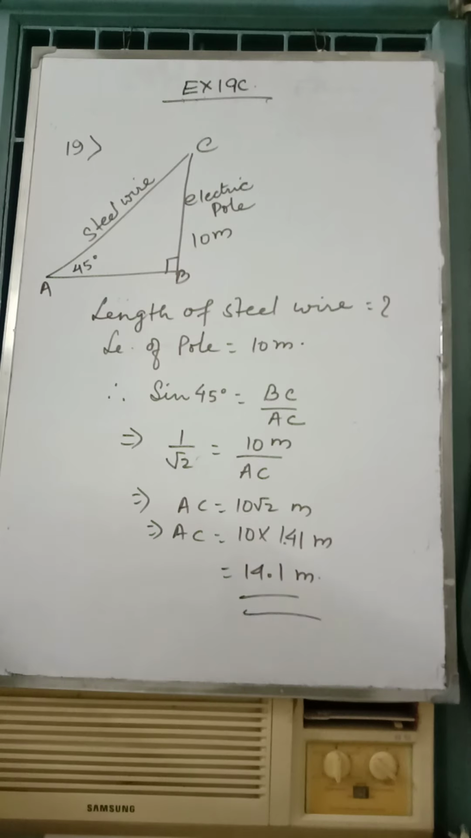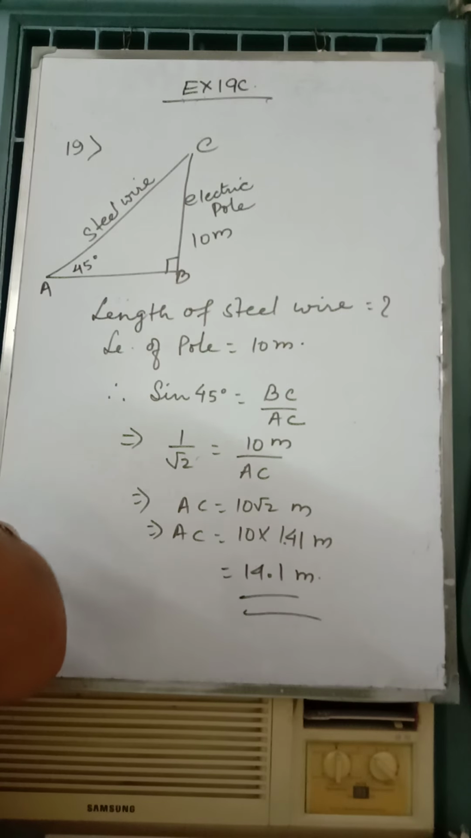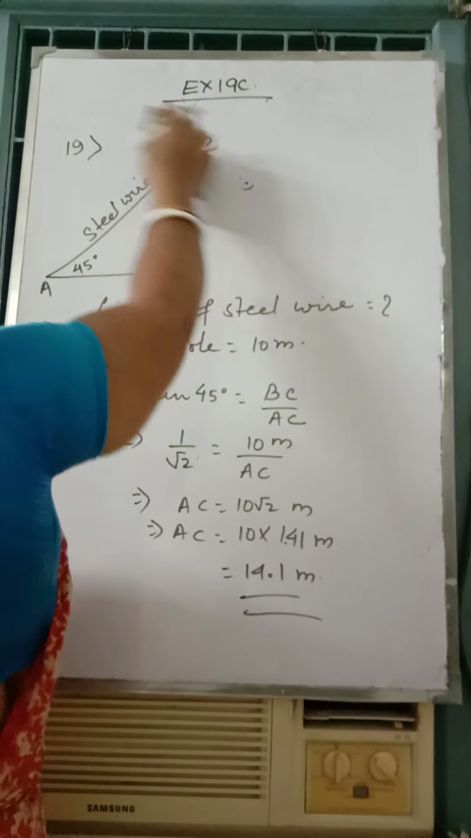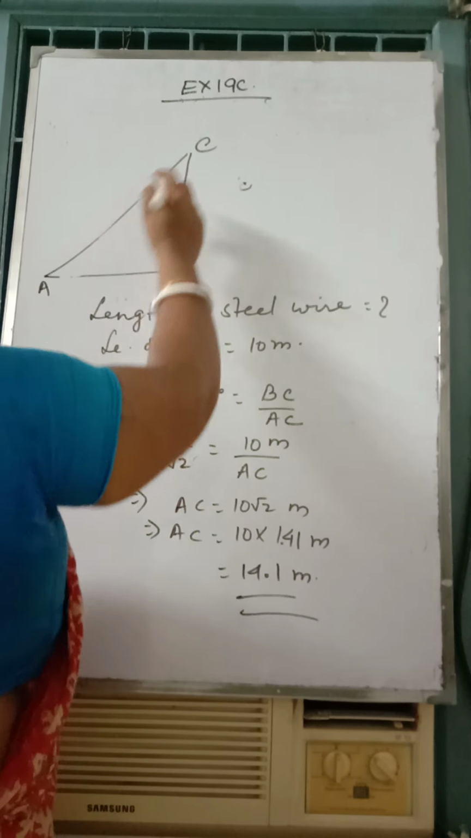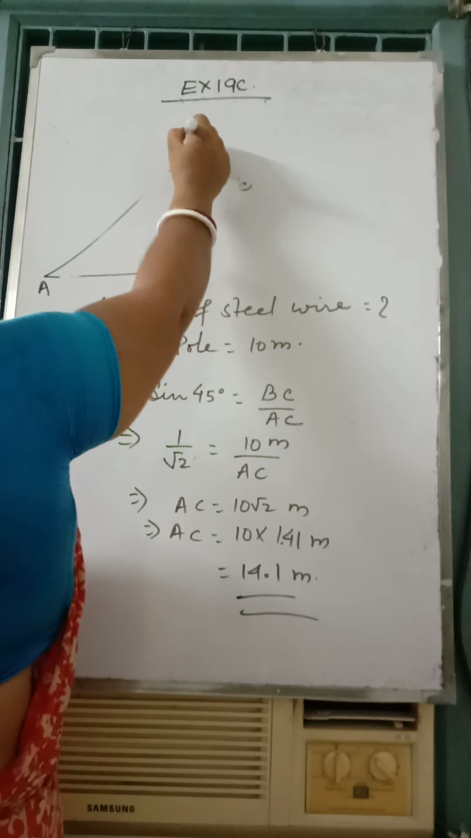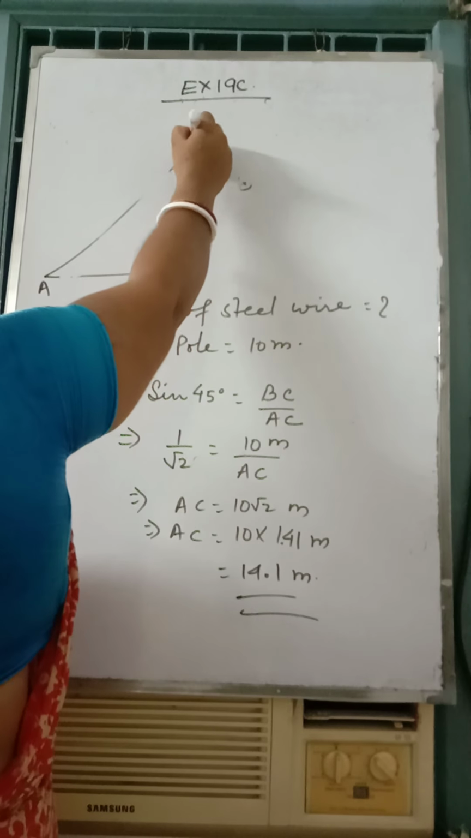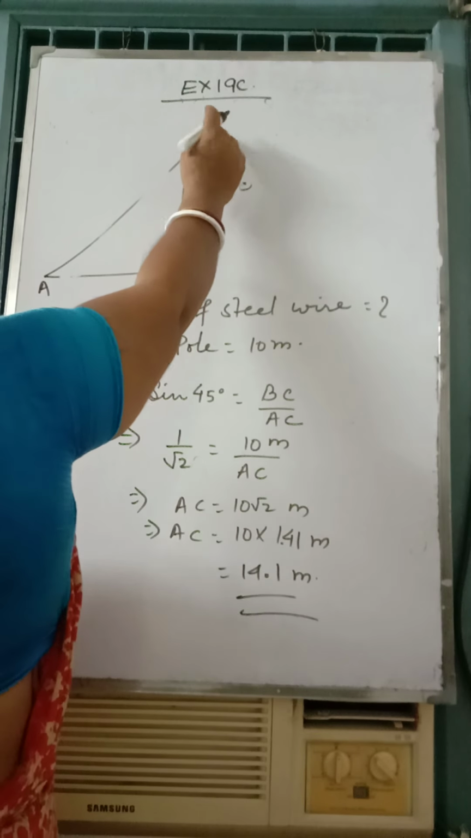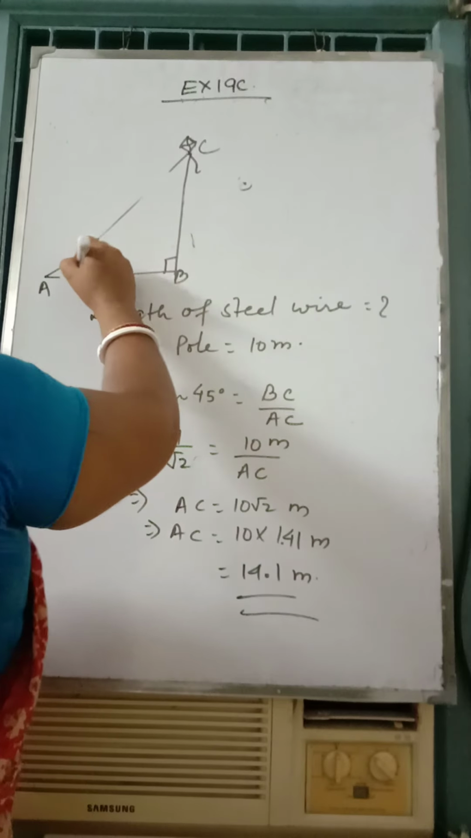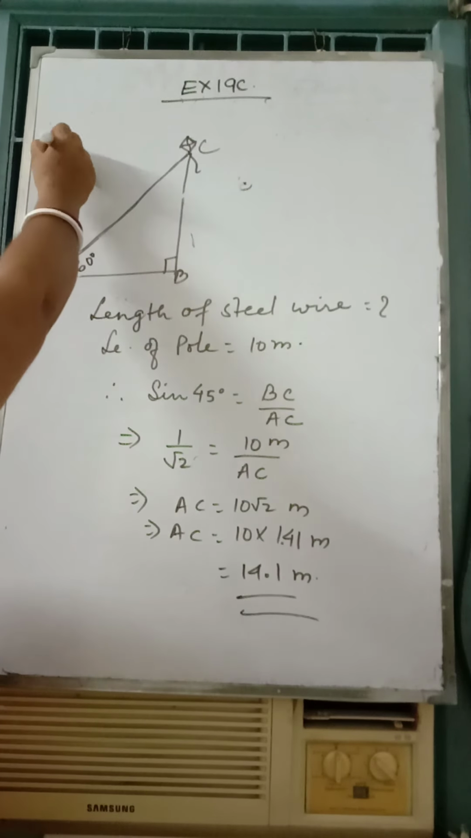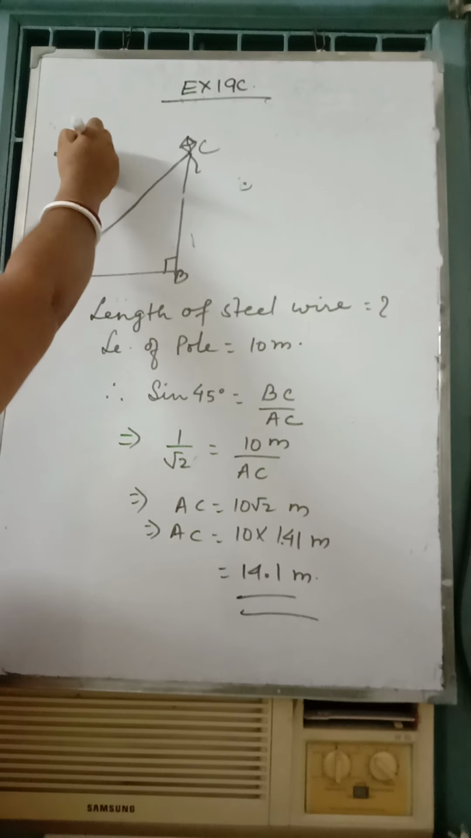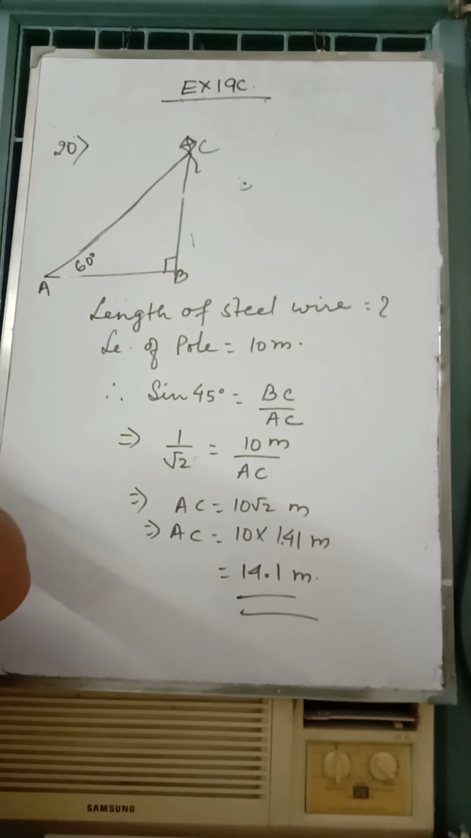Number 21. The string of kite is 150 meter long and makes an angle of 60 degree with the horizontal. Find the height of kite from the ground. Now in number 21, just an example, this is a kite here, and this makes angle of 60 degree. Is it? Number 21.